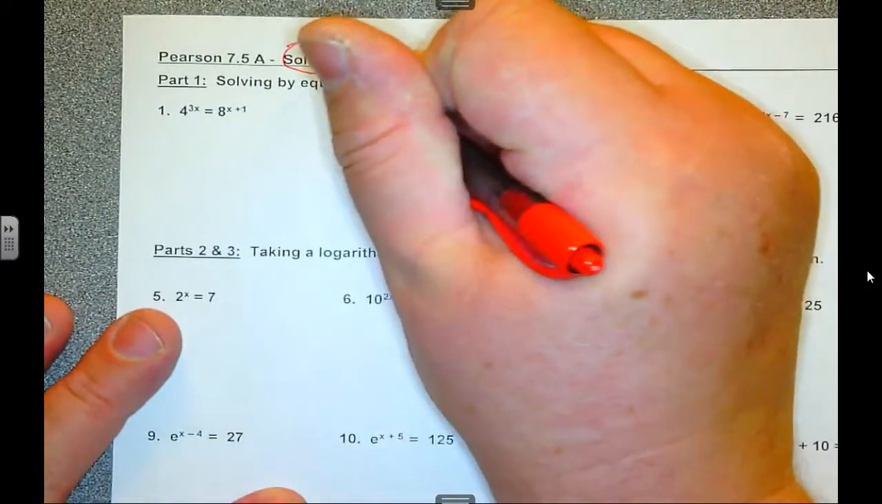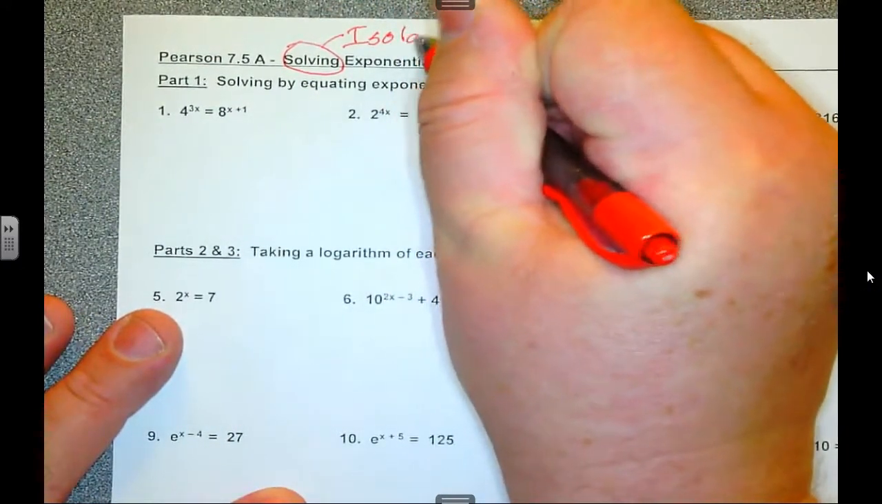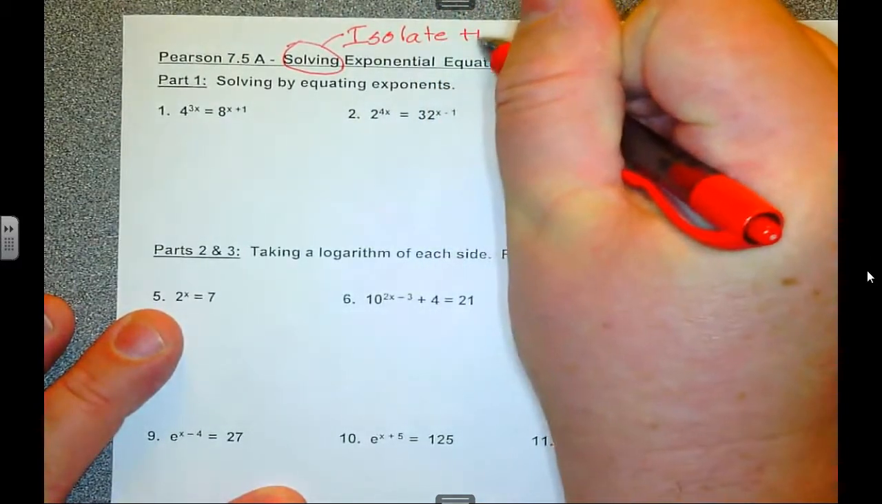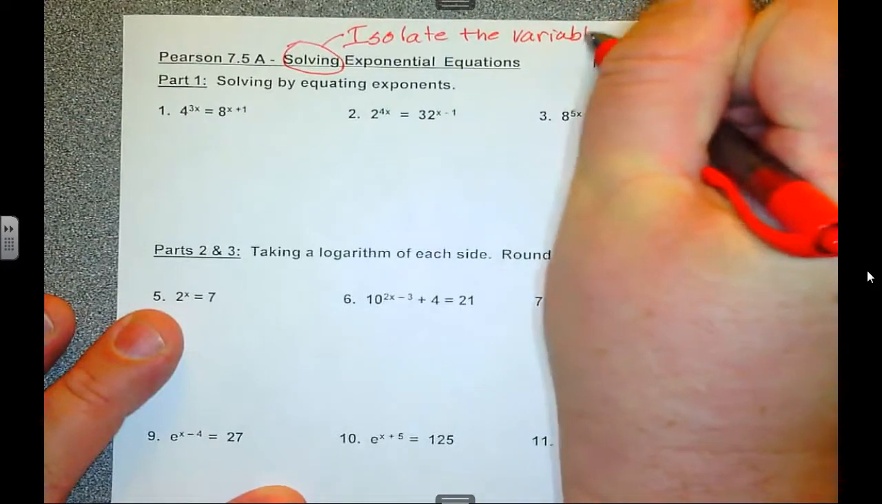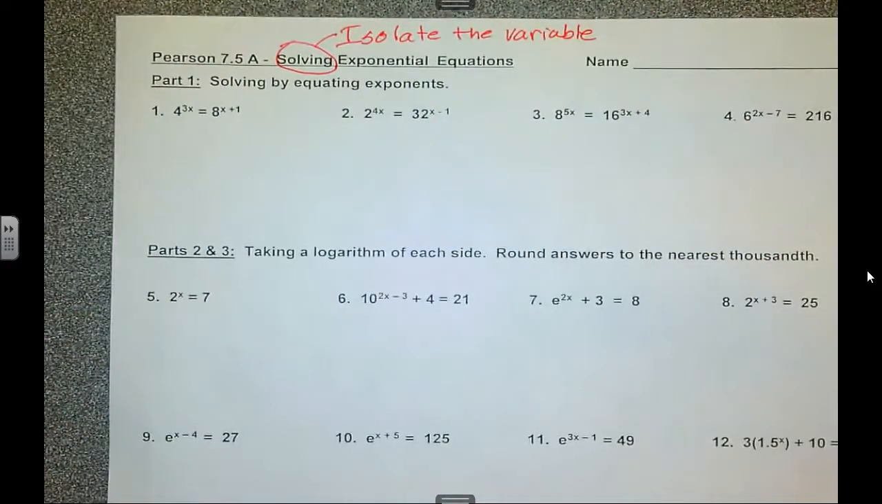When it says solve, isolate the variable, right? So I have to get the variable equal something. Most of the times, 90% of the time, it's going to be x, right? Okay, so number one. How do I do that?